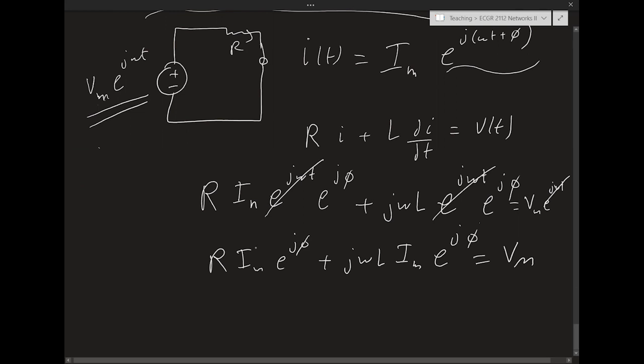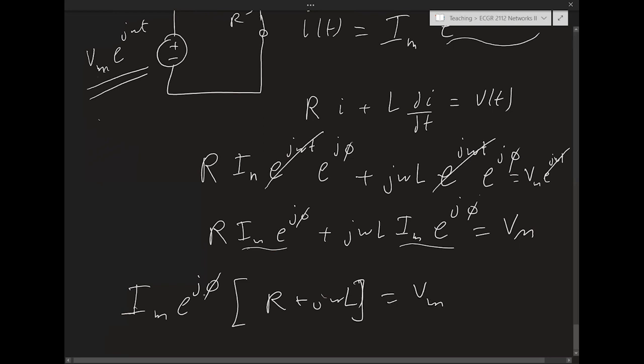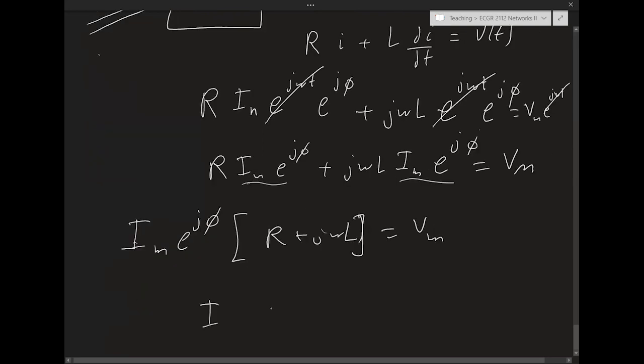I need to solve for Im. So the unknowns are Im and e^{jφ}, and I can take them out. I end up with Im e^{jφ} times (R + jωL) equals Vm. So Im e^{jφ}, those two unknowns, the magnitude and the phase, just equals Vm over (R + jωL).